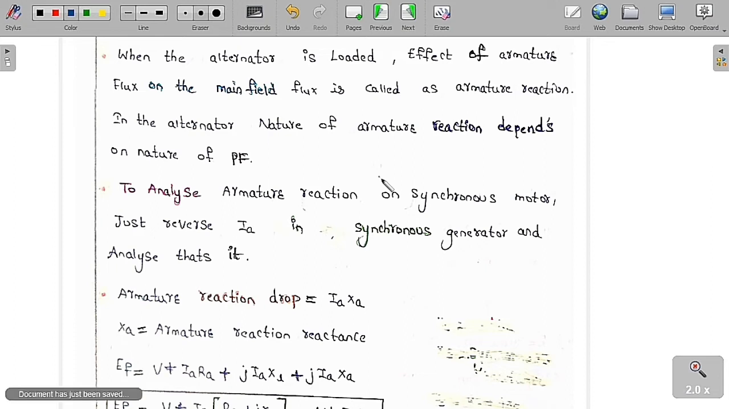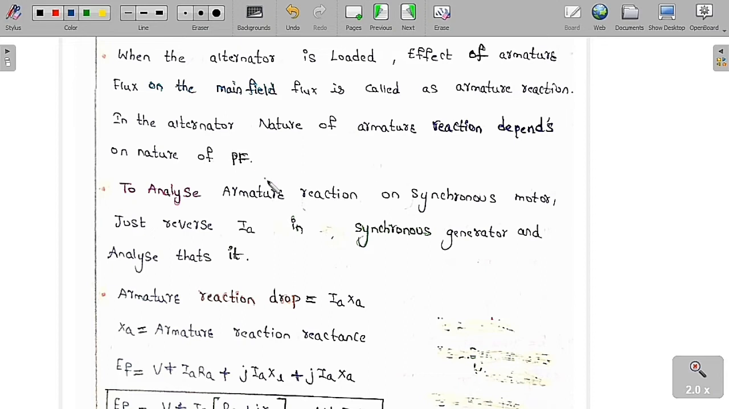So simply we can say that whenever the alternator is loaded, the effect of the armature flux on the main field flux is called the armature reaction. In the alternator, the nature of the armature reaction depends upon the nature of the load power factor. So this is a very important point.